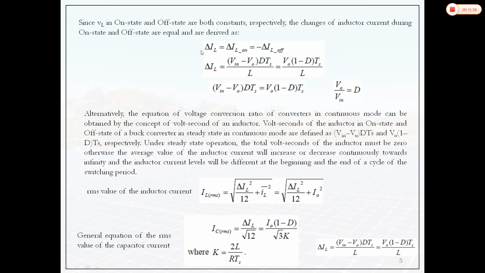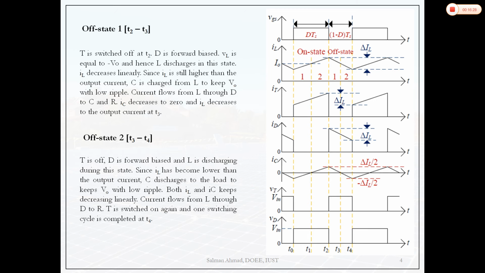Now if you want to calculate the ripple in the inductor current, delta IL, the slope is V in minus VO upon L times T. If we substitute T equal to DTS, we will get the maximum value, or the ripple in the inductor current. So the inductor current ripple is V in minus VO times DTS upon L, or similarly from the off time. Once this is falling, you can calculate delta IL either from this point to this point, or from this point to this point. Both will give the same delta IL value.